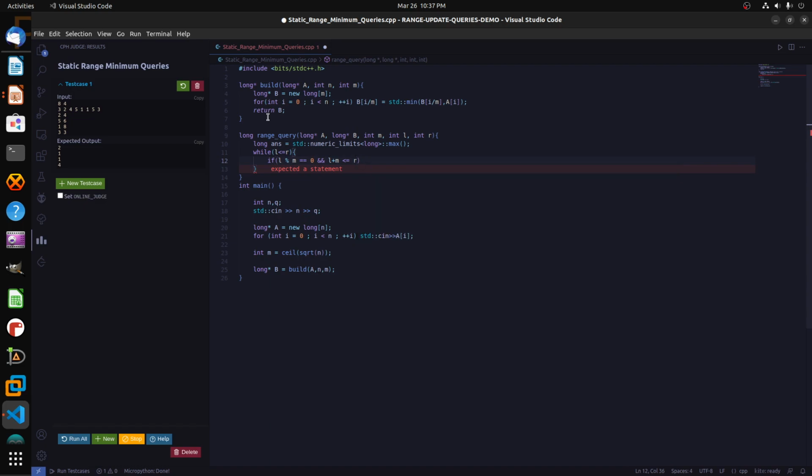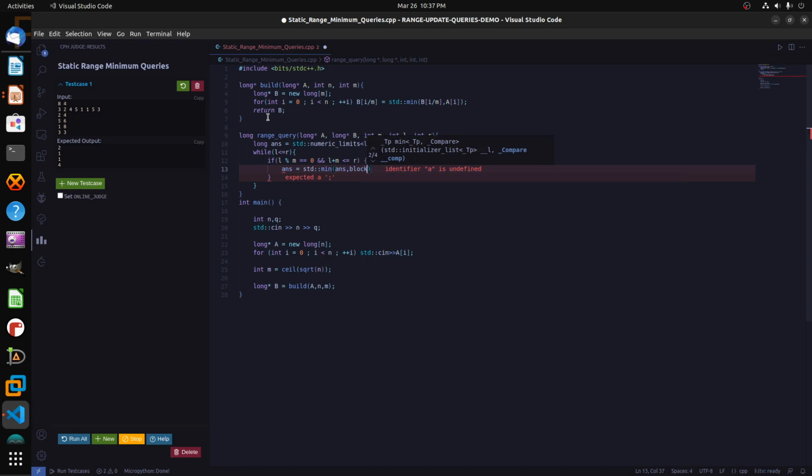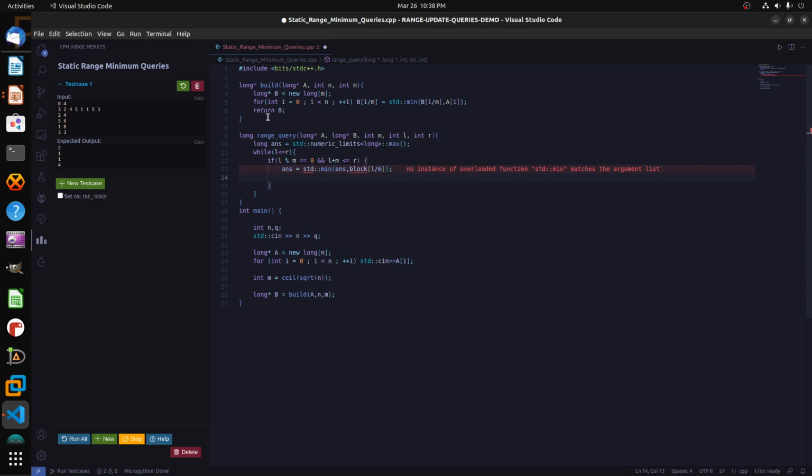If the answer is yes, use that block in the answer. So it will be the minimum between the old answer and that block, B at L divided by M. And jump, go to the next block.